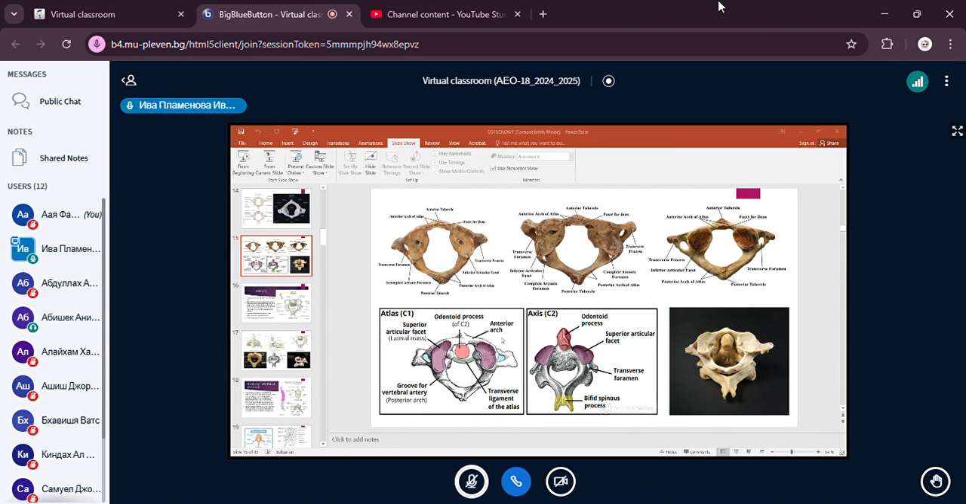Here is C2, the axis actually. We have the body, odontoid process, again transverse processes with transverse foramen, and one spinous process which is bifurcated. About the thoracic vertebrae, the body is larger than the cervical.